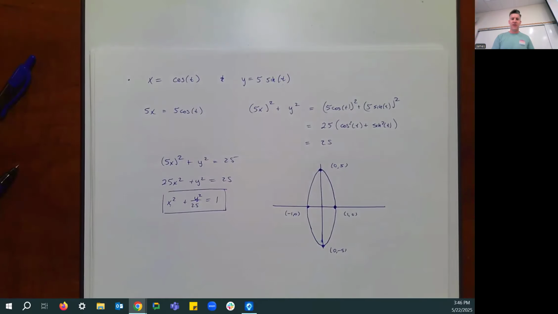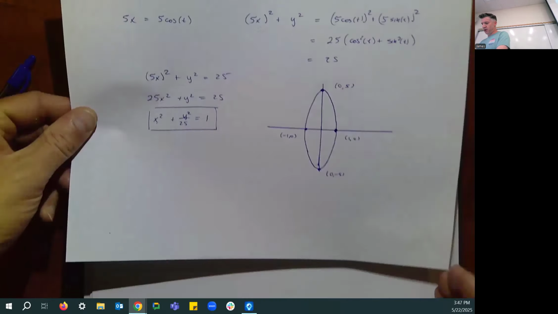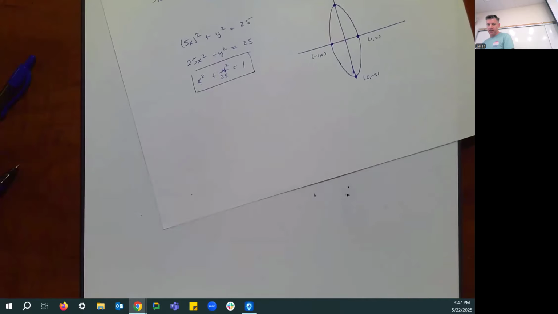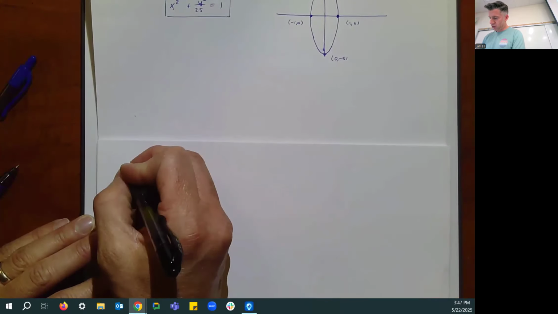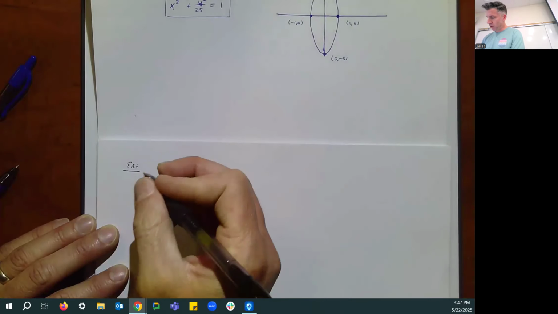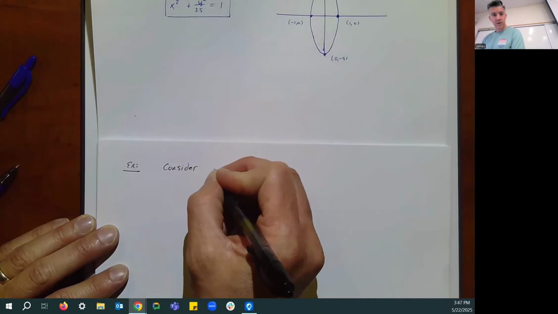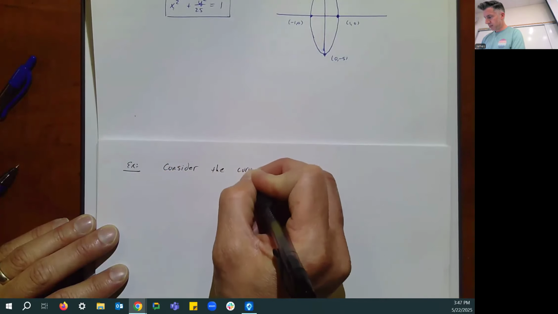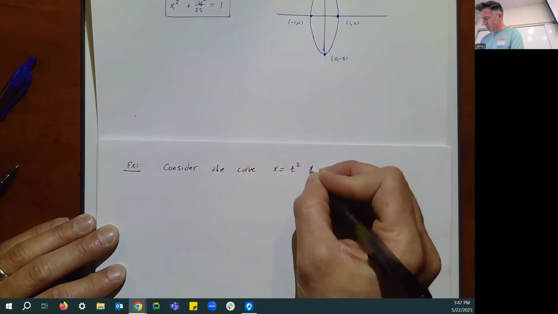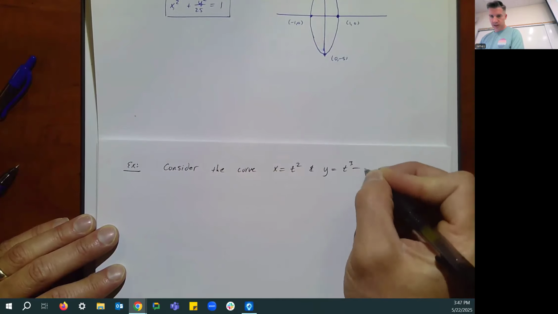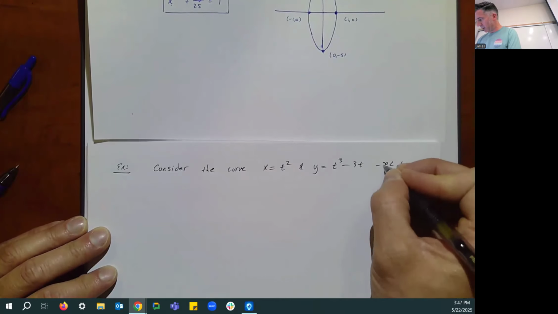The parametric stuff always feels kind of weird, but let's look at some of the calculus stuff. We're going to use this next example for quite a bit. We're going to consider the parametrically defined curve x equal to t squared and y equal to t cubed minus 3t, and t can be any real number, between negative infinity and infinity.